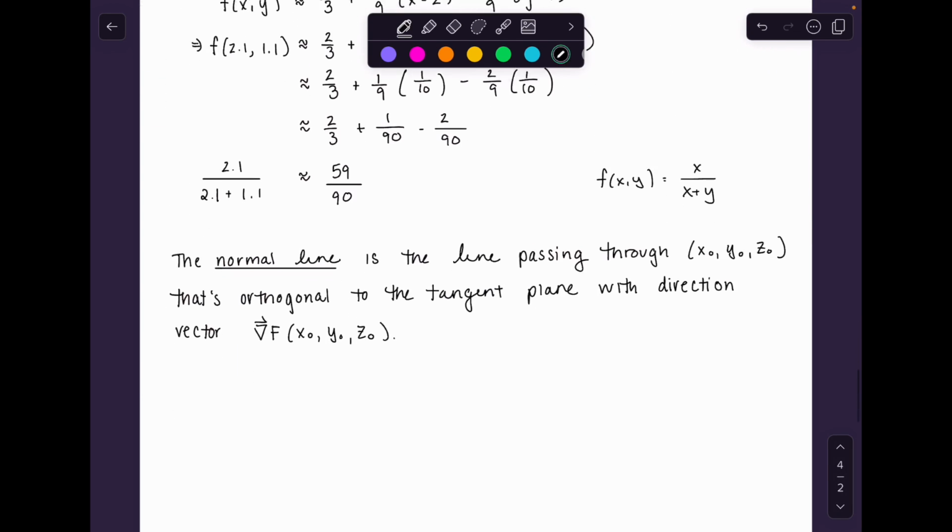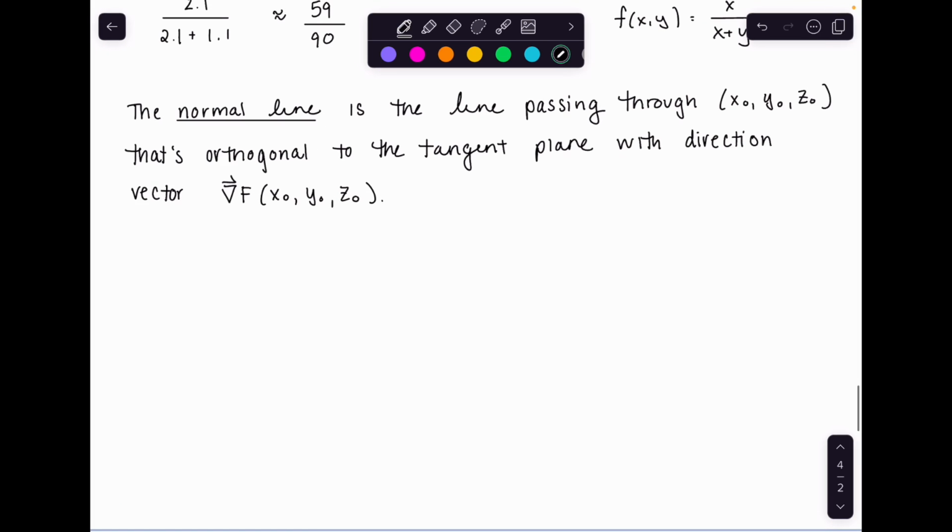So what I'm going to do is show you a different type of example where I don't necessarily have z solved for itself. I have y in terms of x and z.